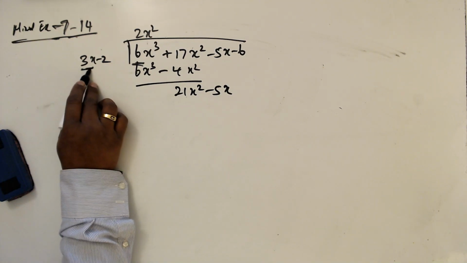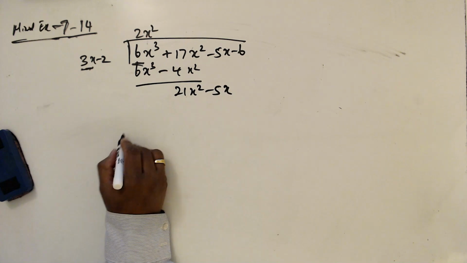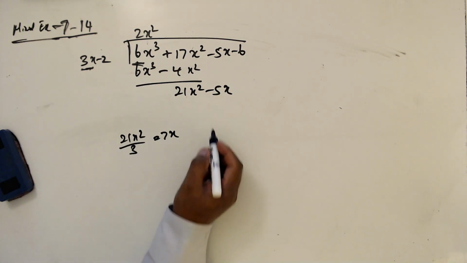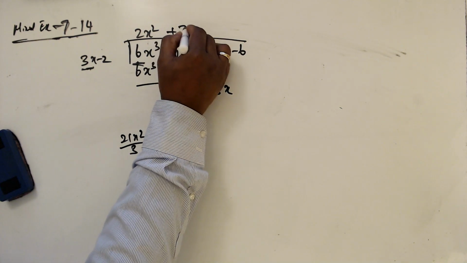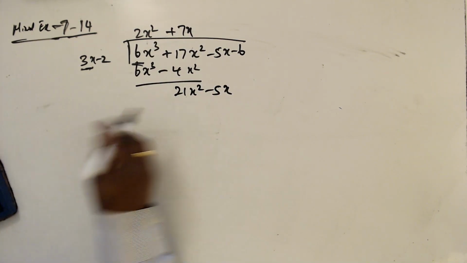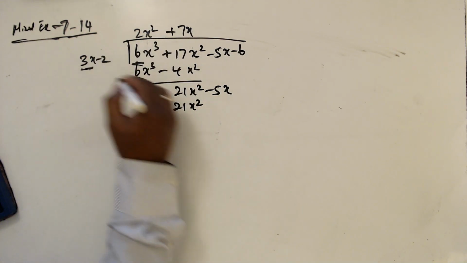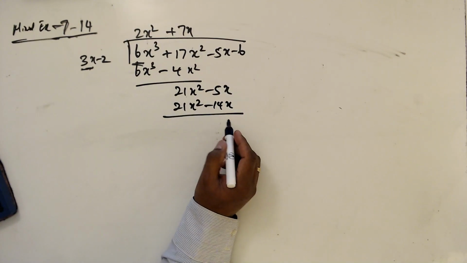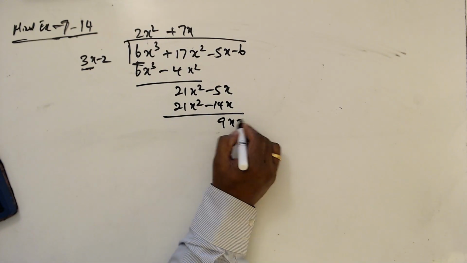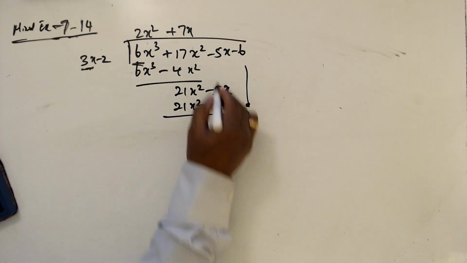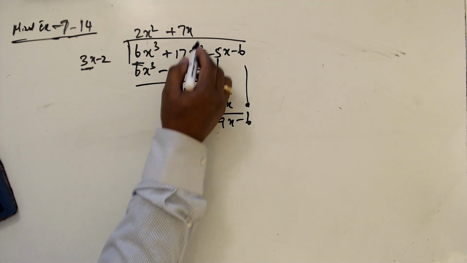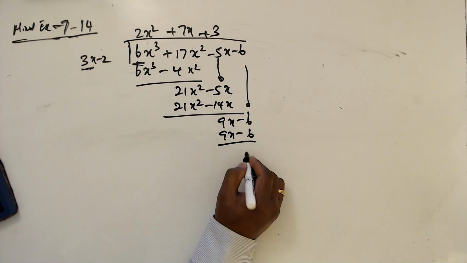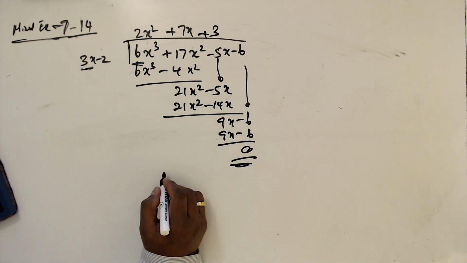How many 3x go into 21x squared? 21x squared divided by 3x is 7x. So then this is going to be plus 7x. This is going to be 21x squared when you multiply, minus 14x. Then this is going to be 9x. I'll bring 6 down. And this is going to be plus 3. 3 times 3x, 9x minus 6. This is going to be 0.